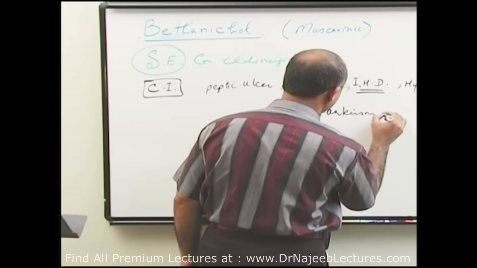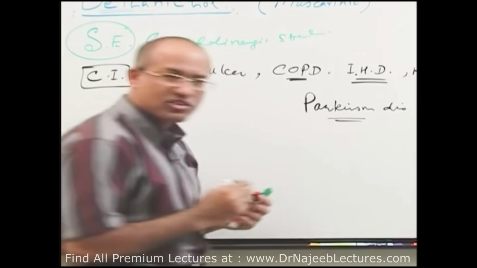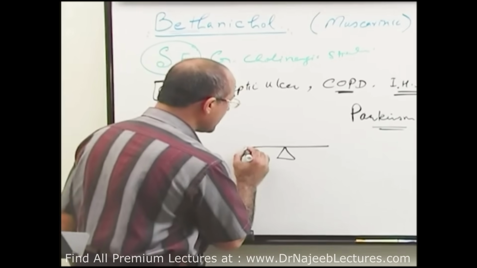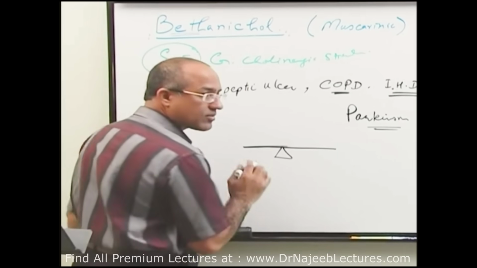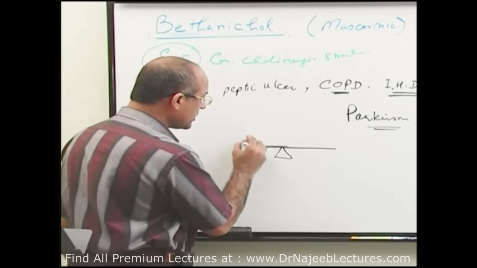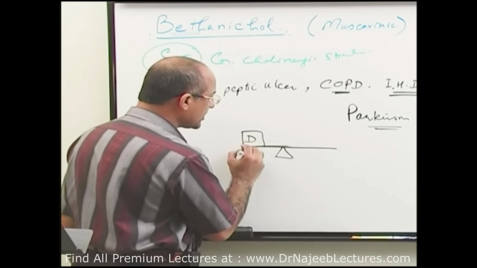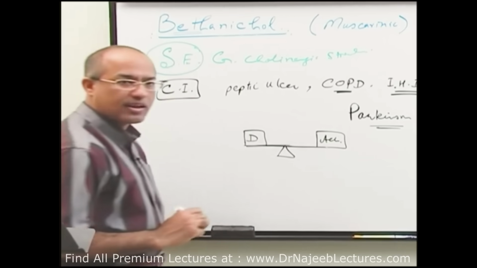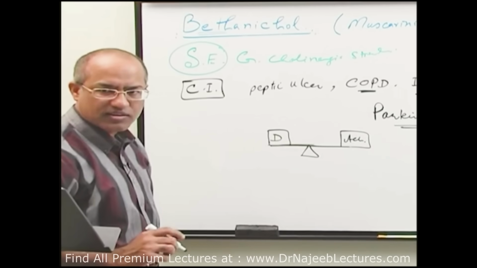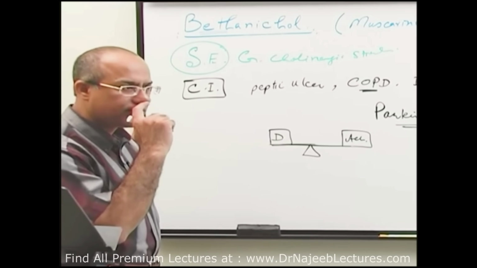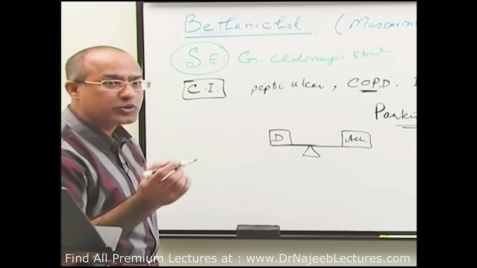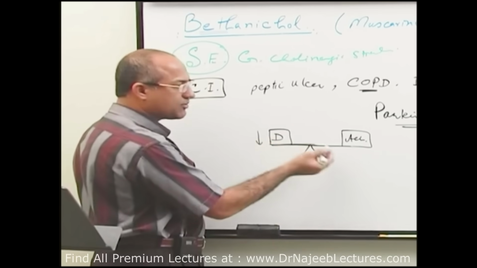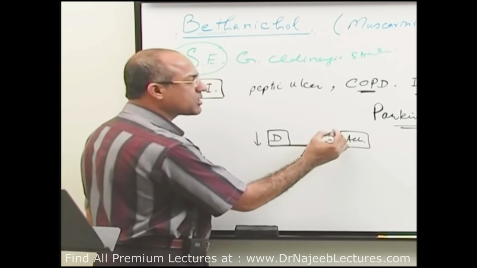Parkinson's disease. Why? In Parkinson's disease, normally what is happening? The balance between acetylcholine and dopamine is disturbed. You know, in the central nervous system, dopaminergic activity and cholinergic activity are imbalanced. What really happens in Parkinson's disease is that nigrostriatal dopaminergic neurons degenerate. So dopamine activity becomes less, and relative to dopamine, cholinergic activity becomes more.